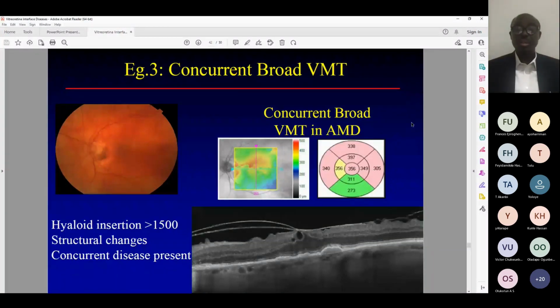You can also look at the outer retinal surface. There's what look like drusenoid changes over there, where you can see the bumping of the RPE, choriocapillaris, Bruch's membrane complex. You can see the external limiting membrane also in a corrugated manner. So we say this is a broad concurrent VMT. In this case, it is with an AMD. Should we look at the next one?